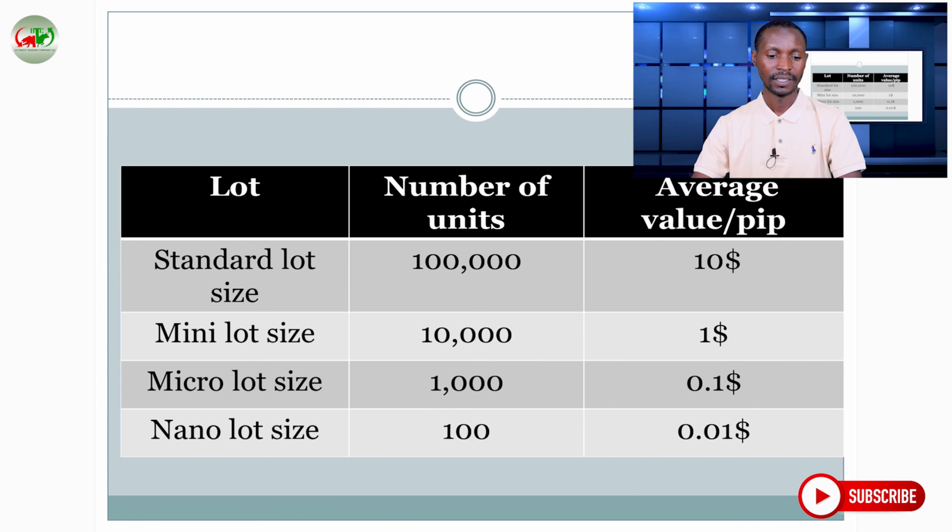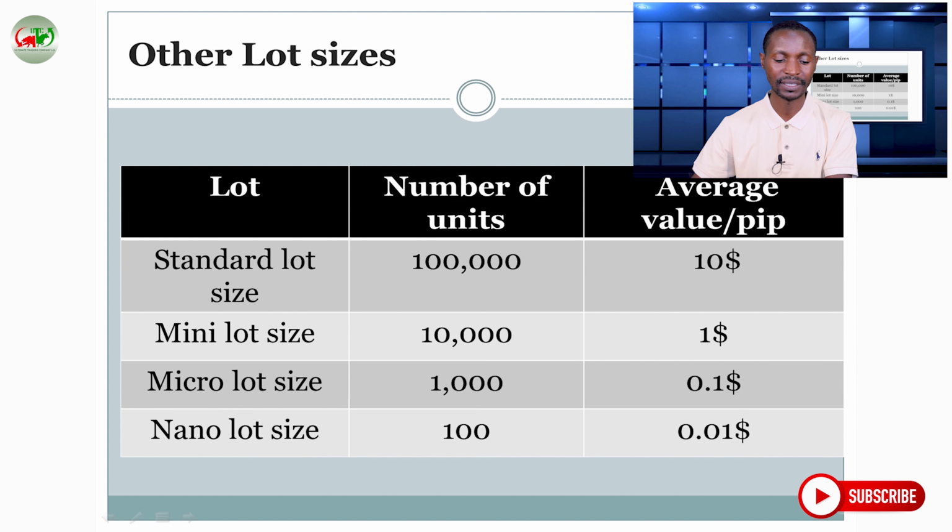So there are other lot sizes we use, which are a part of a standard lot size. We do have also the mini lot size, which is equal to 10,000 units of the base currency. There is a micro lot size, which is equal to 1,000 units of base currency. And the nano lot size, which is equal to 100 units of base currency.